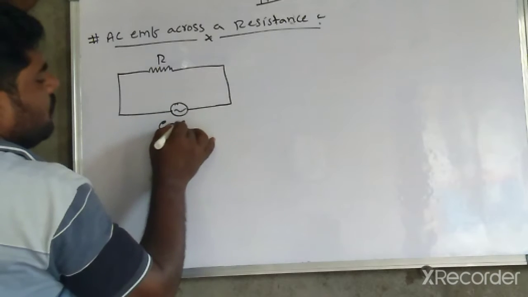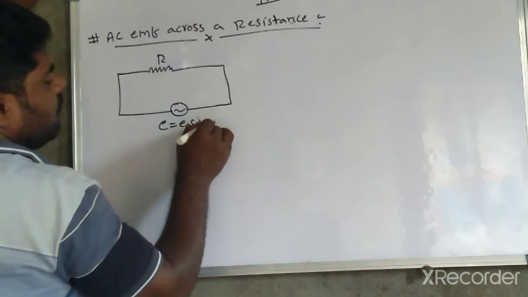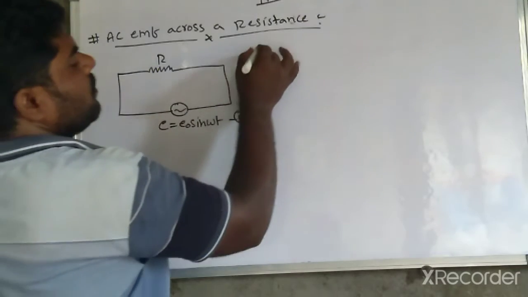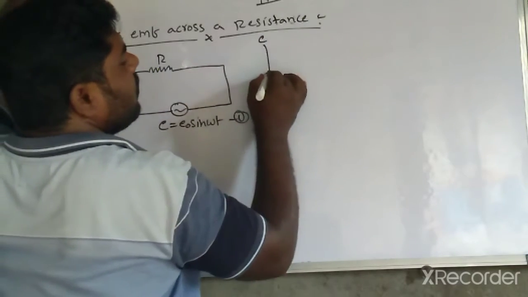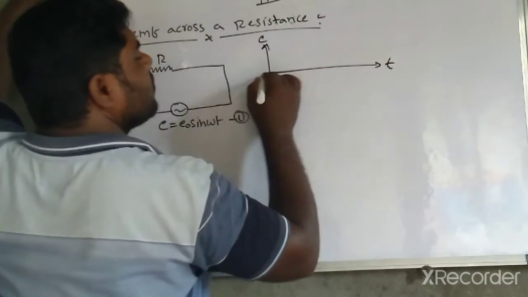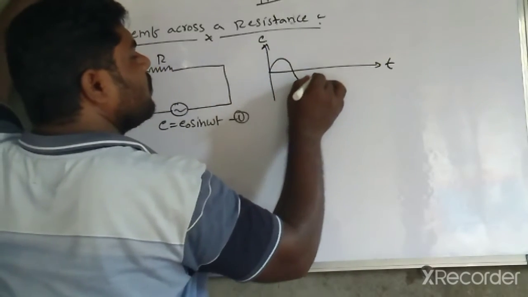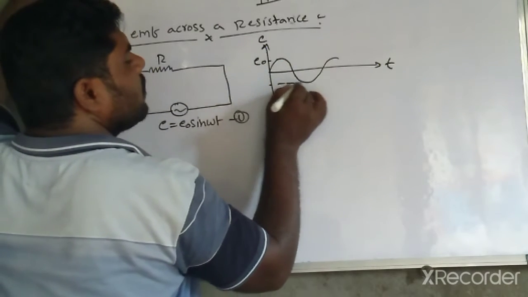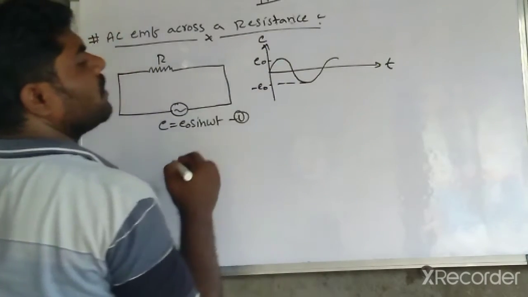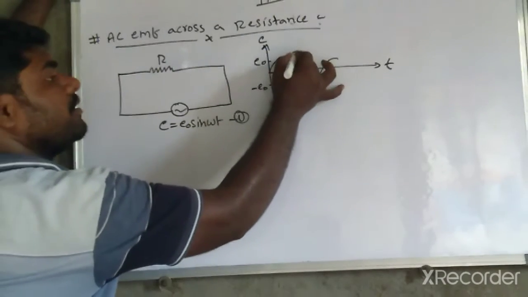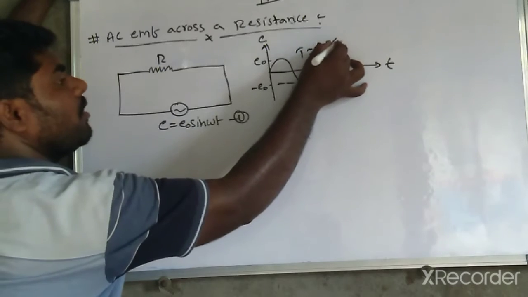So E is equal to E naught sine of omega t. This is equation number 1. In this sinusoidal equation, the E value is on the y-axis and the t value is on the x-axis. Here is the positive peak value and here the negative peak value, E naught. The time period T is equal to 2 pi by omega.